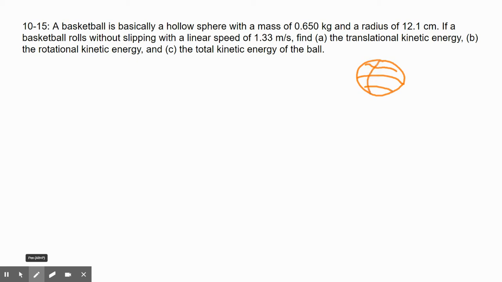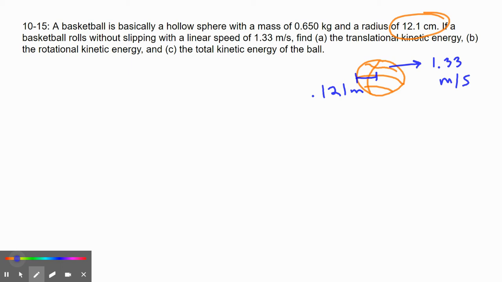That's fine. Okay, so we see that its radius, oh, they gave us centimeters again. So let's just go ahead and convert that. We know we're going to have to. There's no sense in avoiding it. So the radius here is 0.121 meters. And then we also know that it is moving with a linear speed of 1.33 meters per second. Okay, I'm going to go back to using this orange color.